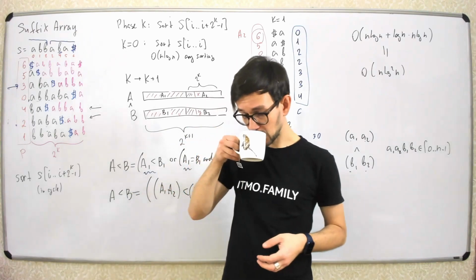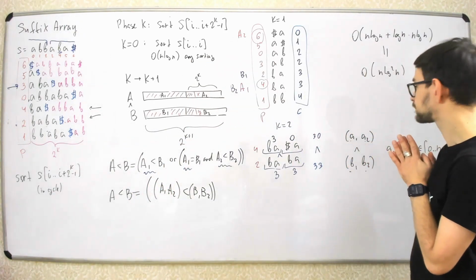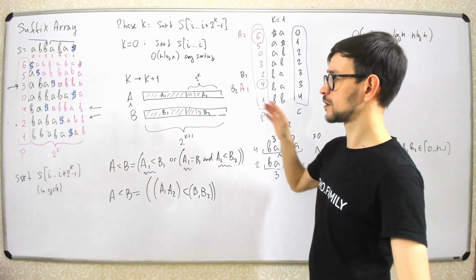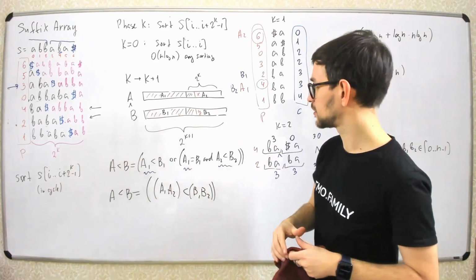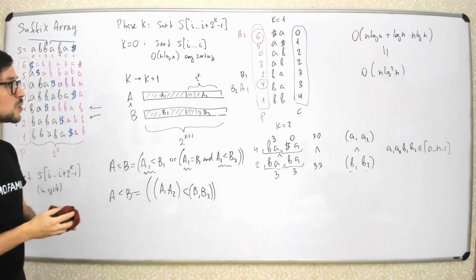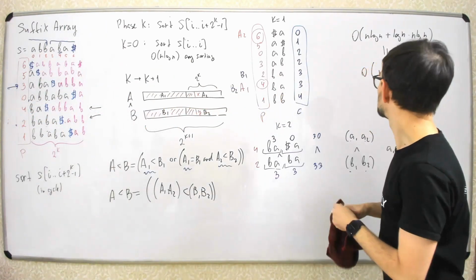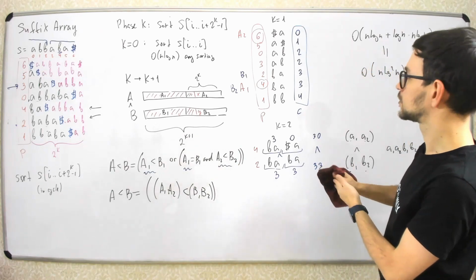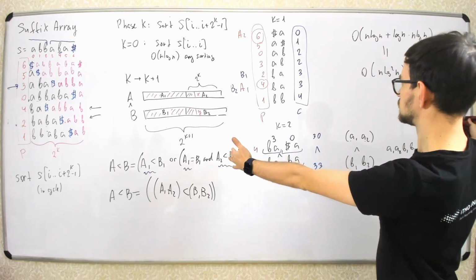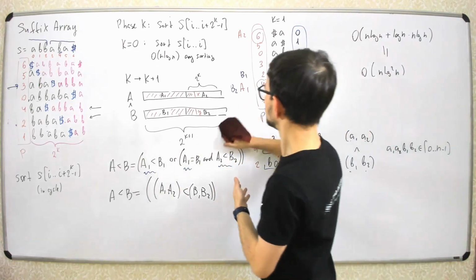Okay, now let's run this example. Let's just run this algorithm on this string just to make everything clear. I will take this string and run the whole algorithm so you understand completely what's going on. Is it enough? I think not. I need to erase this.